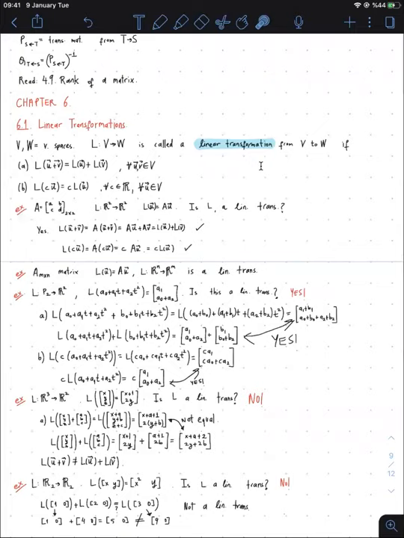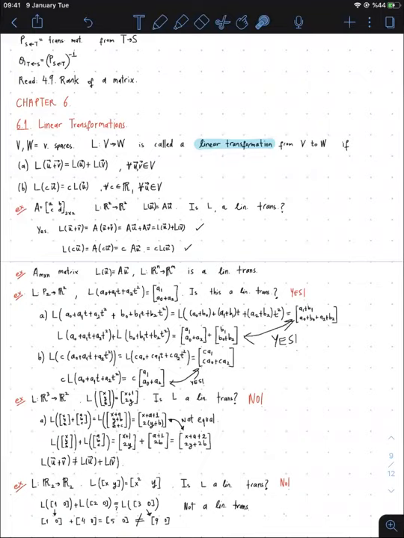A linear transformation is not just a simple map, but it satisfies two important properties. One is that a linear transformation must preserve vector addition. If you add two vectors and then apply the transformation, it must be the same as first applying the transformation and then adding them. The other is that it must preserve scalar multiplication: first applying the scalar multiplication and then the transformation is the same as applying the scalar to the image of the vector.